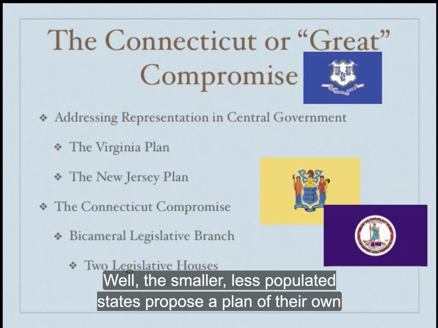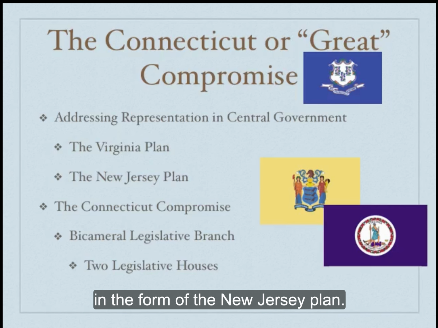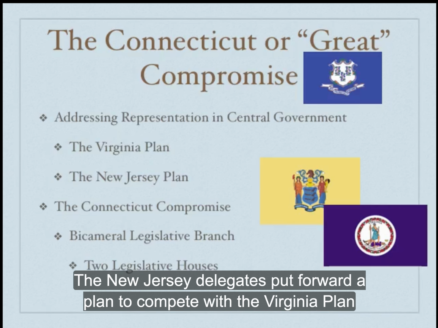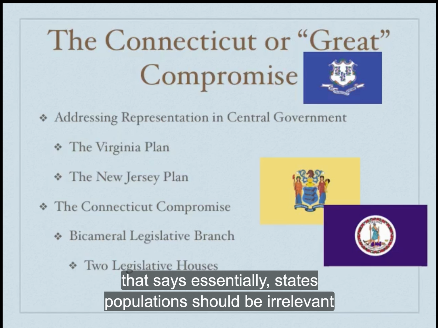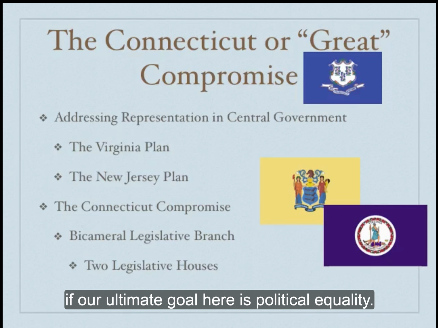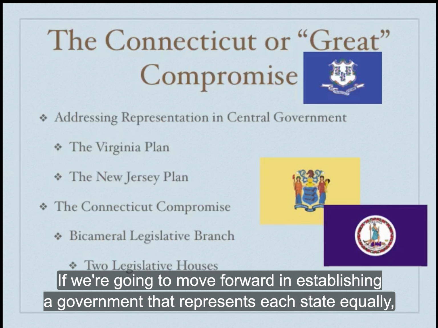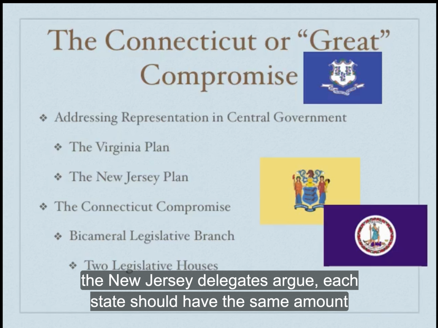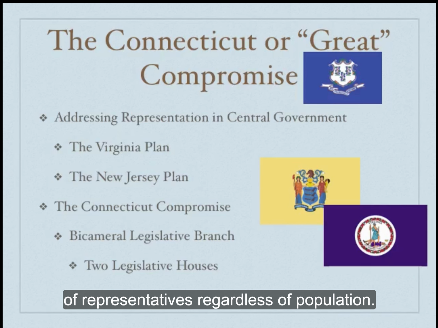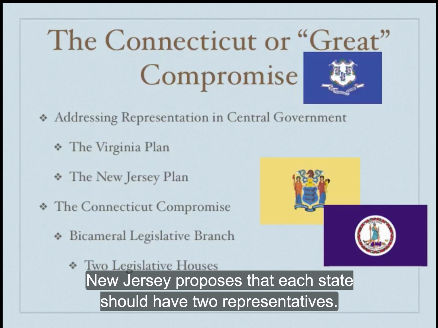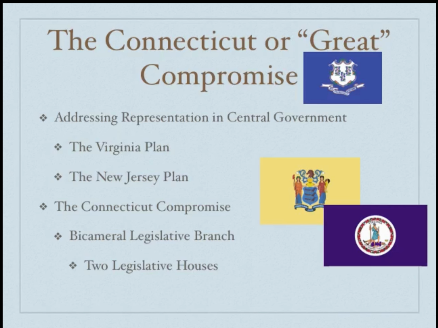Well, the smaller, less populated states propose a plan of their own in the form of the New Jersey plan. The New Jersey delegates put forward a plan to compete with the Virginia plan that says essentially states' populations should be irrelevant if our ultimate goal here is political equality. If we're going to move forward in establishing a government that represents each state equally, the New Jersey delegates argue each state should have the same number of representatives, regardless of population. New Jersey proposes that each state should have 2 representatives.